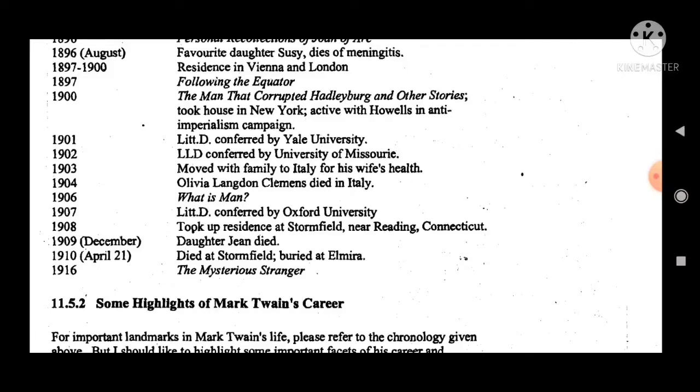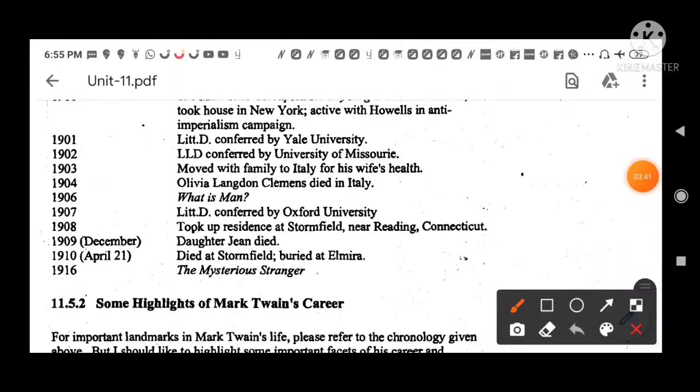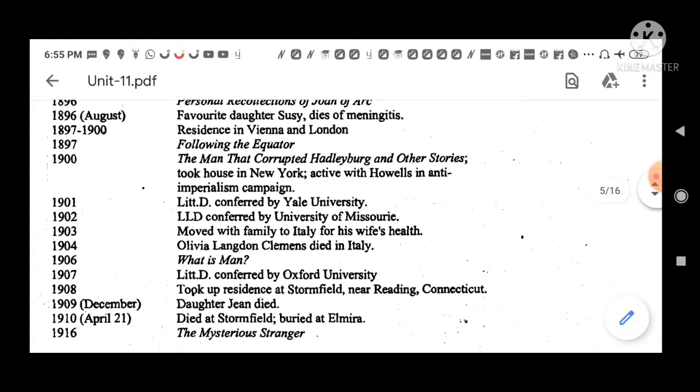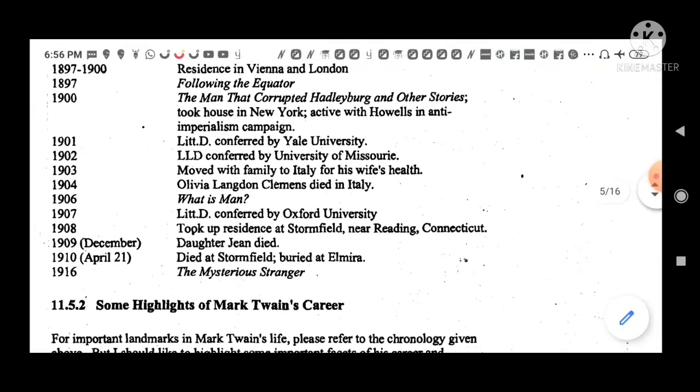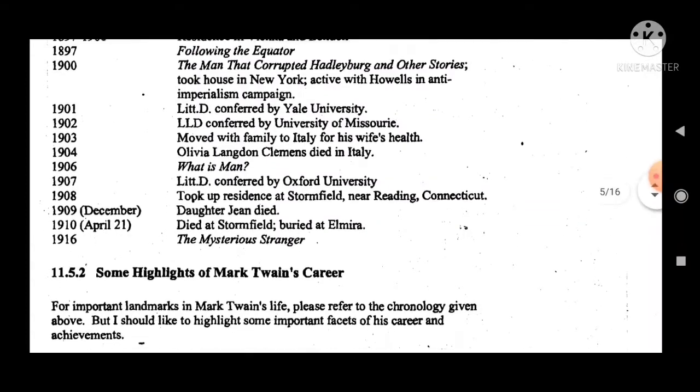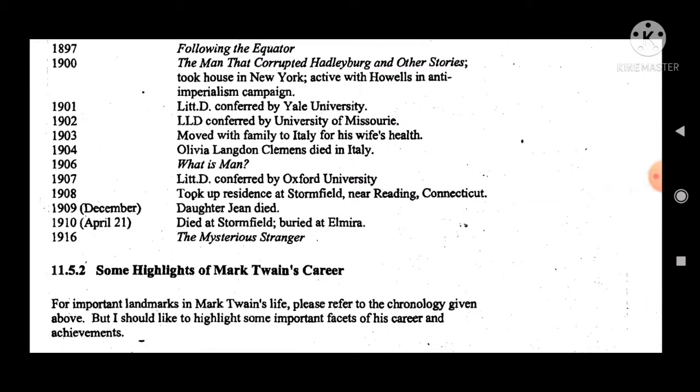So in 1900 he was active with Howells in the anti-imperialism campaign. You can remember this: active with Howells in anti-imperialism campaign in New York. The Man That Corrupted Hadleyburg and Other Stories. Took house in New York and active with Howells in anti-imperialism campaign.